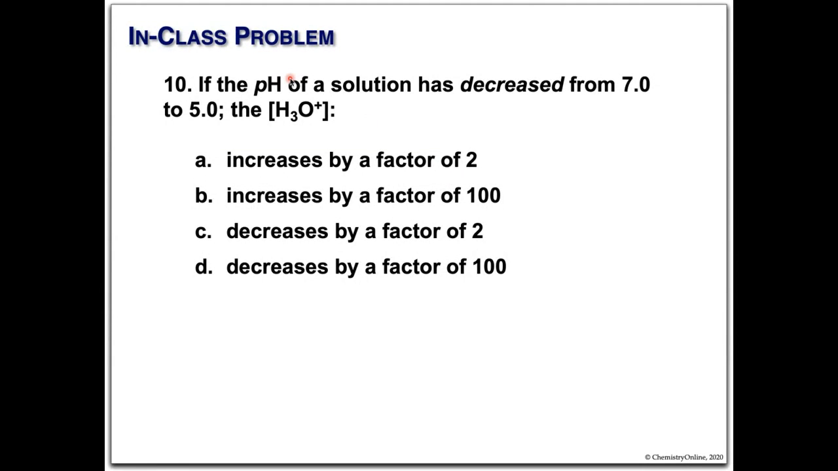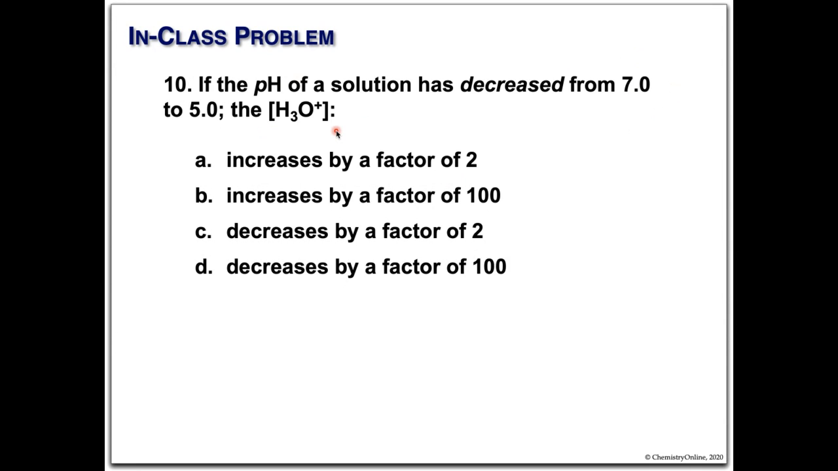All right, we have a solution. It has a pH of 7. Now that's a neutral solution. We're going to take and decrease this pH from 7 to 5. What happens to hydronium?